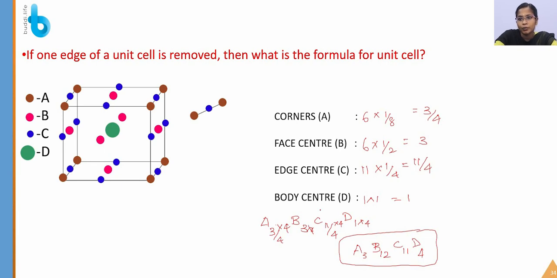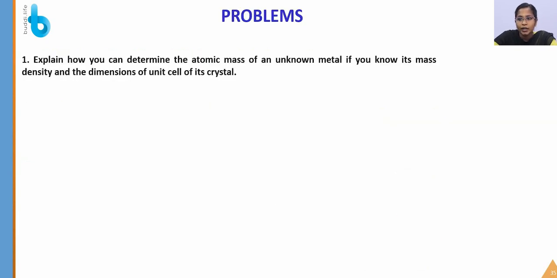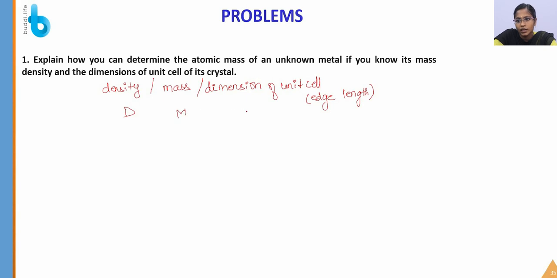So now we will see the next type of problems. Okay. Explain how you can determine the atomic mass of an unknown metal if you know its mass, density and the dimension of the unit cell of its crystal. So we know the density, and then we know the mass and then the dimension of a unit cell. So what is the dimension of the unit cell? That is the edge length A. So dimension of unit cell is nothing but edge length, that is A, okay. So we know density D, mass M, edge length A.